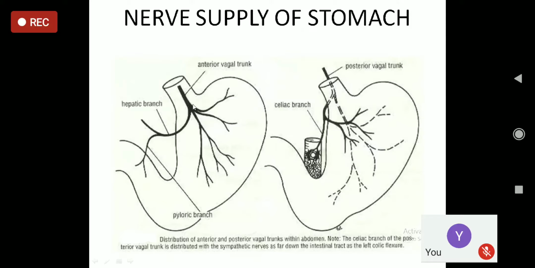This is the anterior vagal trunk which supplies the anterior superior surface of stomach, and one of the largest branches of this anterior vagal trunk is hepatic branch. Hepatic branch again gives this pyloric branch to supply the pyloric part of the stomach. This dotted line represents the posterior vagal trunk, to show this nerve is present on the posterior inferior aspect of the stomach. One of the large branches of this posterior vagal trunk is celiac branch, and the celiac branch supplies the sympathetic plexus or sympathetic nerve up to the left colic flexure or the right 2/3 of the transverse colon. This is about the nerve supply of stomach.